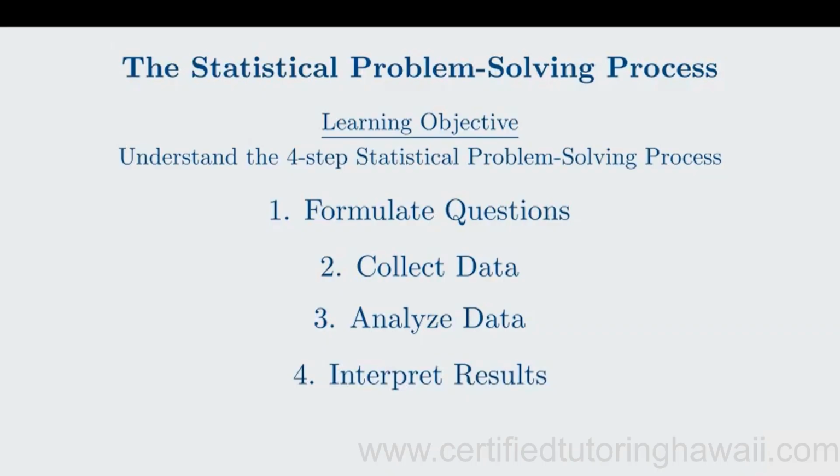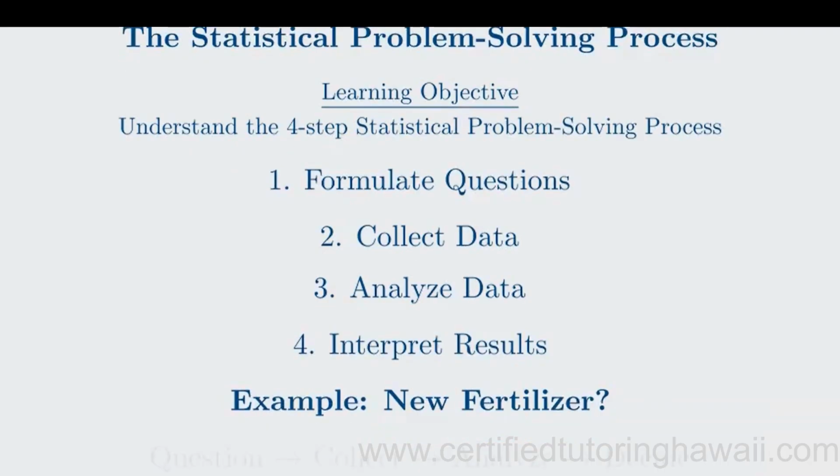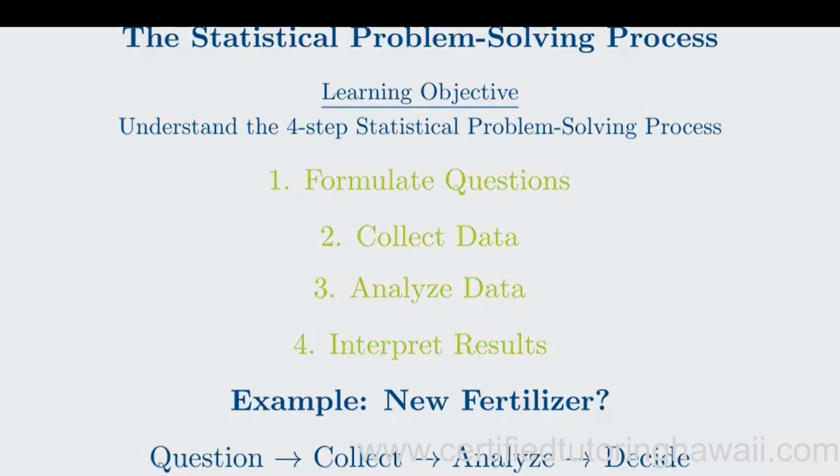For example, if we want to know if a new fertilizer makes plants grow taller, we start by asking, is the average height of plants with this fertilizer significantly higher? Then we grow 2 groups of plants, measure their heights, compare the averages, and finally decide if the difference was big enough to be convincing. Throughout the course, we will return to these 4 steps constantly. We have now covered the framework for how statisticians approach every problem.